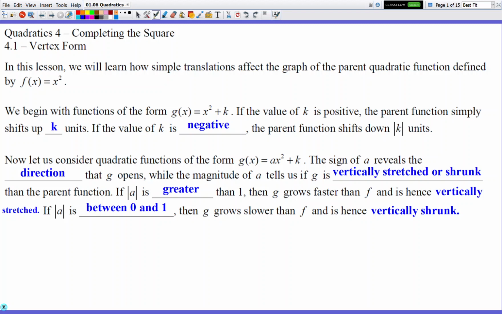Hello and welcome to Quadratics 4.1 Vertex form. Okay, this section is going to get confusing. It's going to be a section that we're going to work on all year long, so don't worry if you can't get it right off the bat.